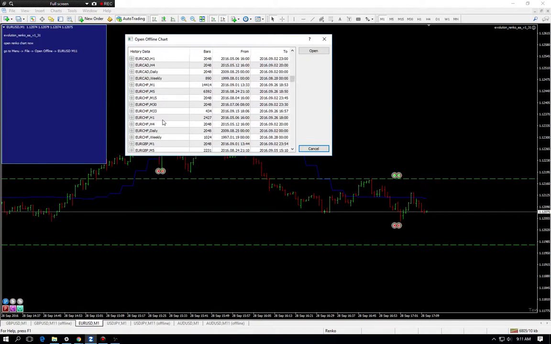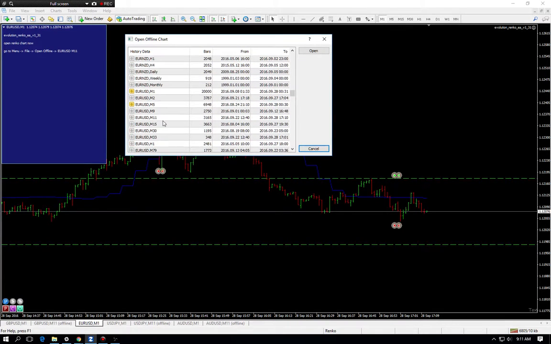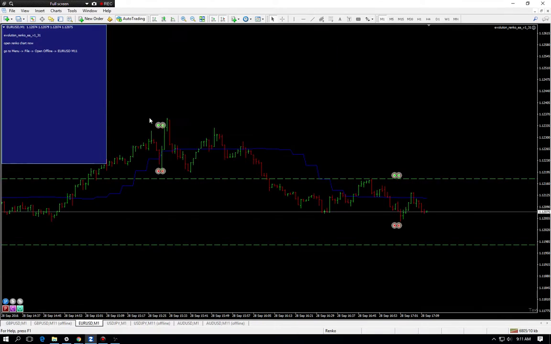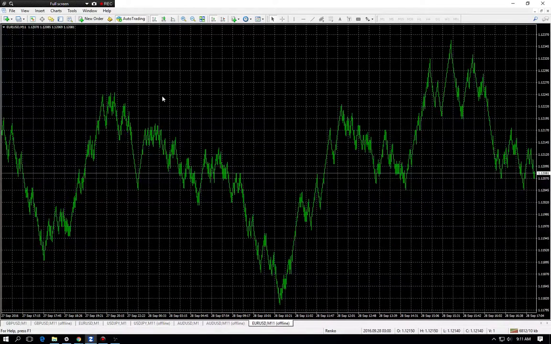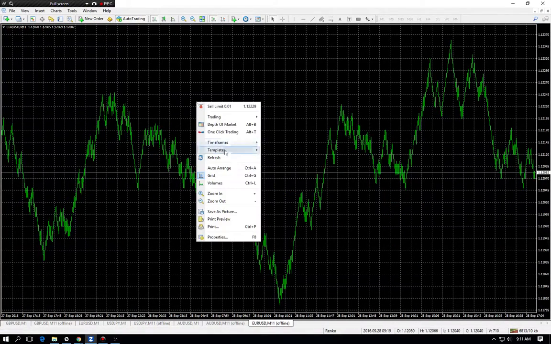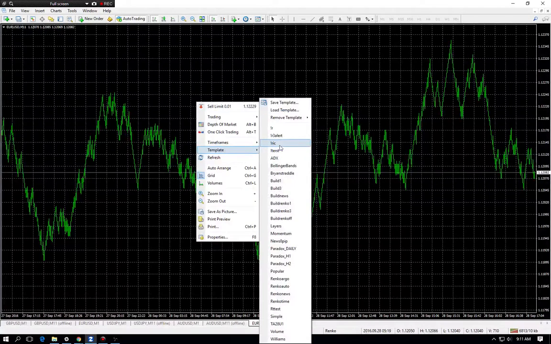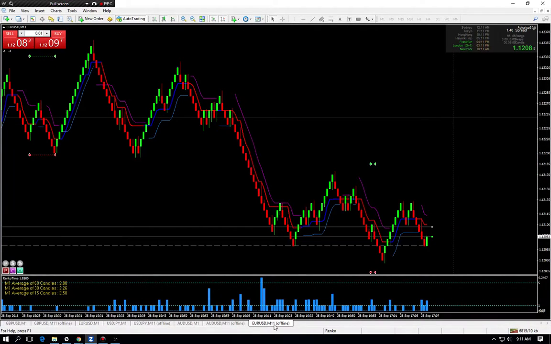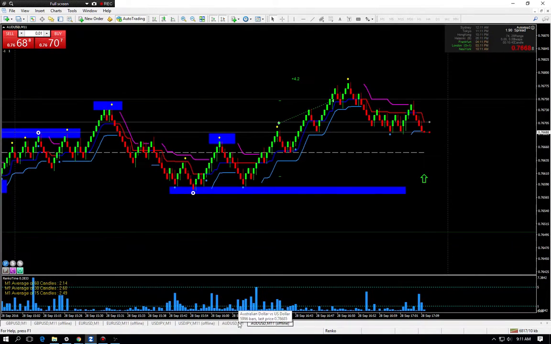Oops, Euro US, no, Euro CHF. And guys, you saw when I was loading up these, I do screw up too. I loaded up the wrong pair. That's a pretty newbie mistake. If you make mistakes, don't get upset.